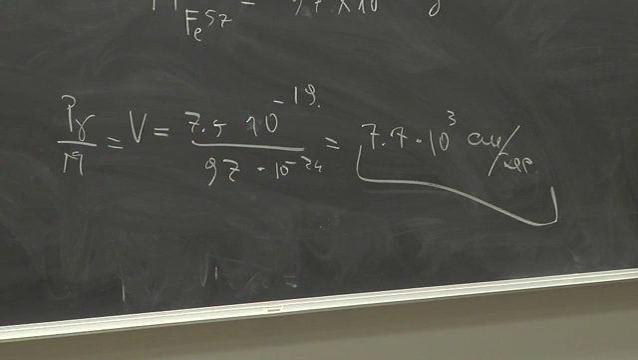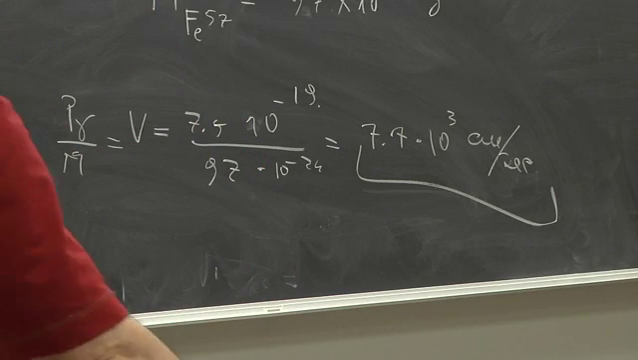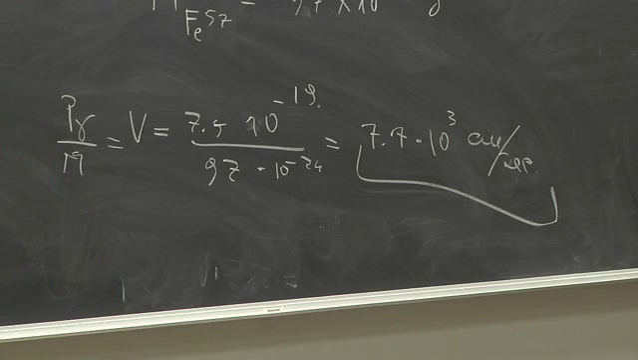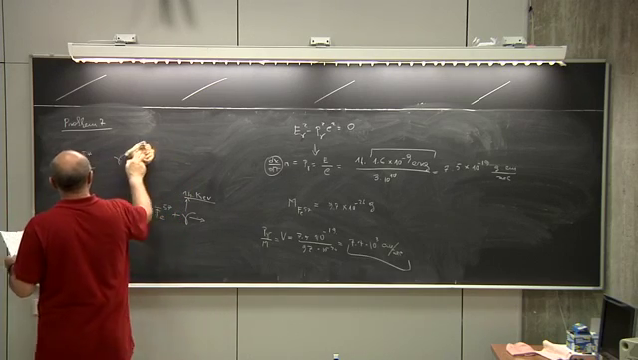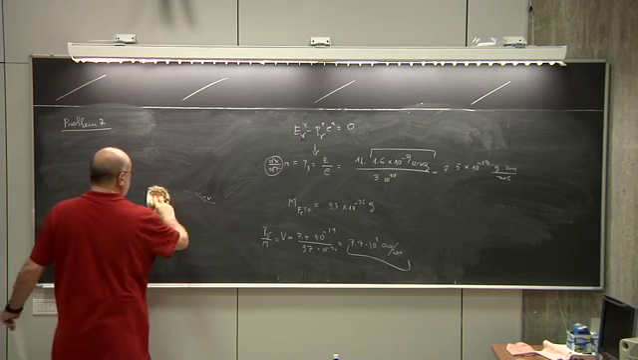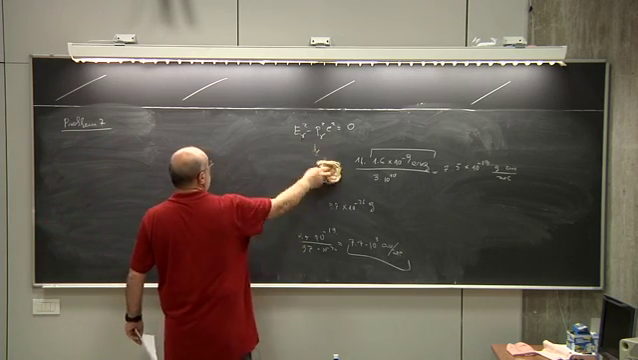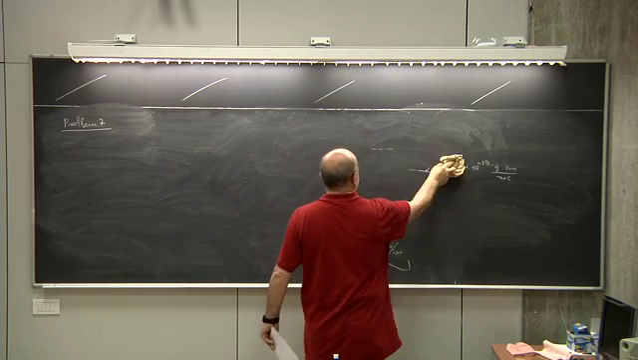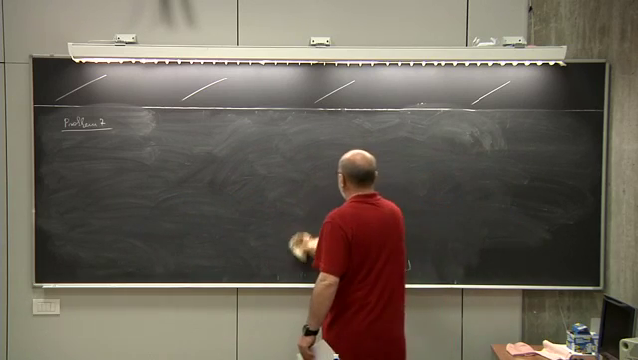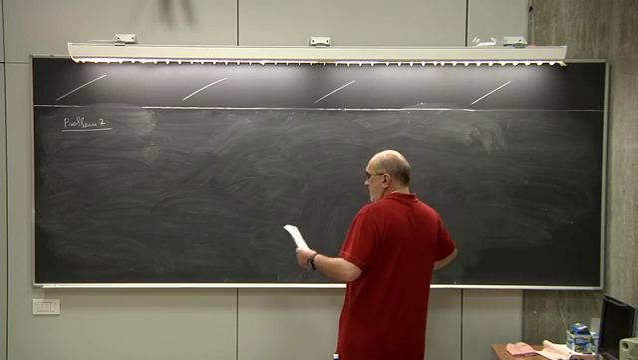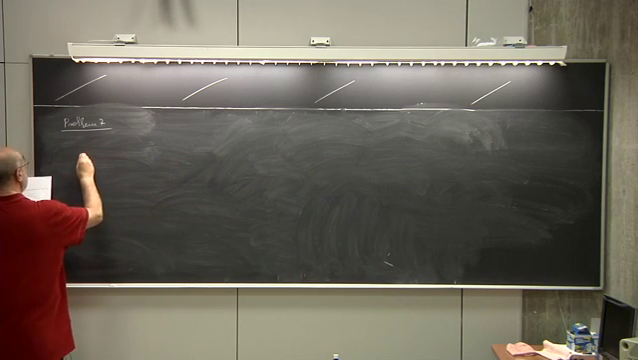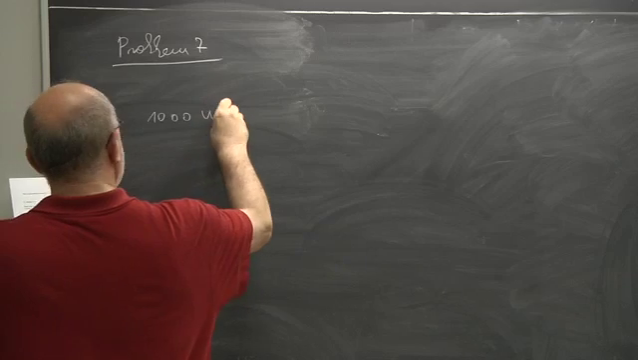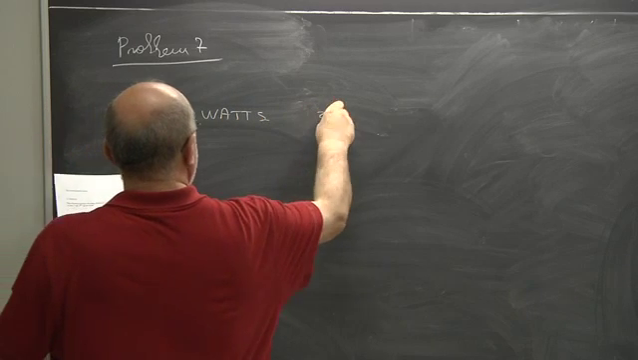Last problem. Problem 7. Okay, here again on energy, but now they want to know the mass equivalent of some energy. So they said, what is the mass equivalent of the energy emitted by an antenna radiating 1000 watts for a period of 24 hours?